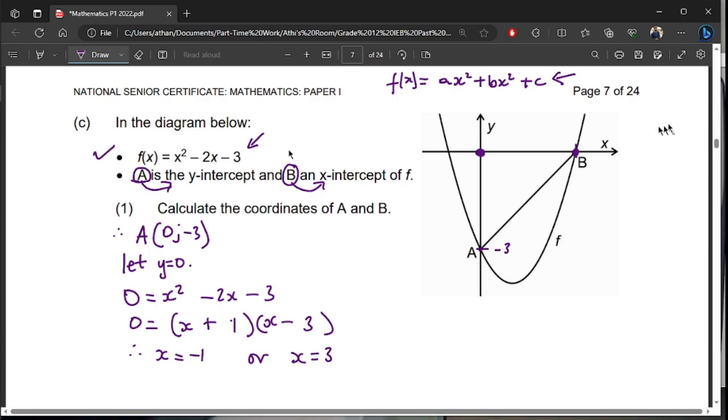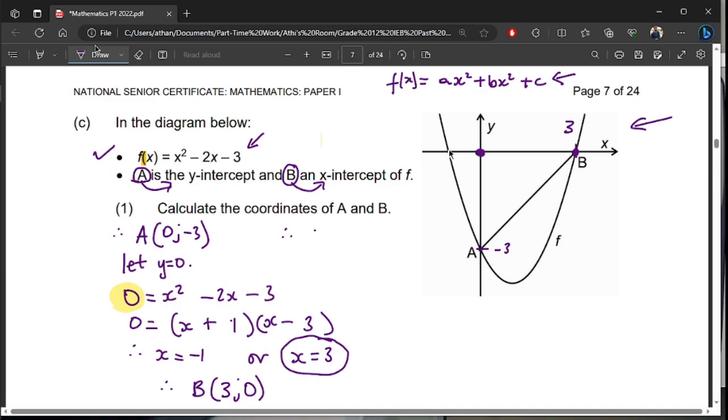Now on this side of the Cartesian plane, x is a positive value. That means the positive value of x, which is 3, is the coordinate for B. Therefore, my B coordinates will be (3, 0). Remember, we made our y equal to 0, and the value of x is 3 because we calculated it by solving the equation.